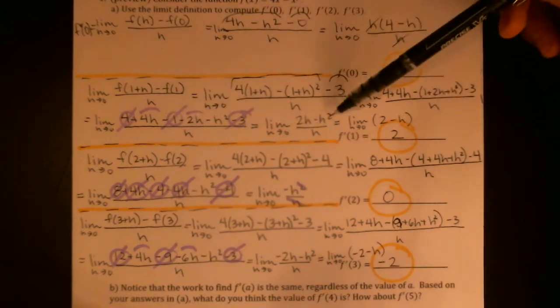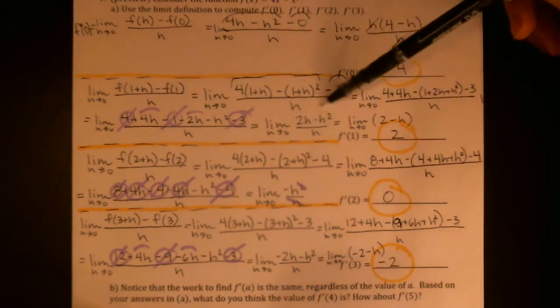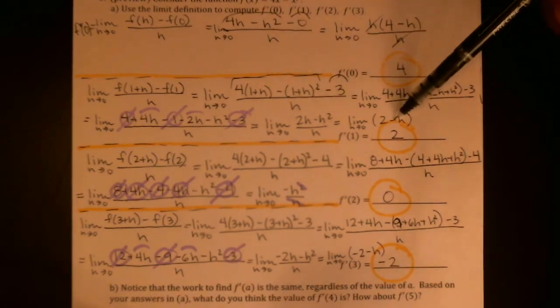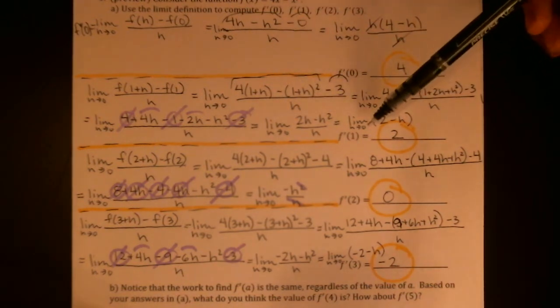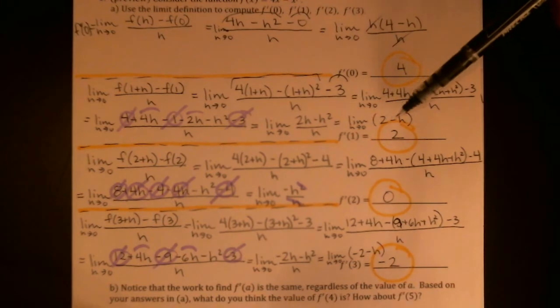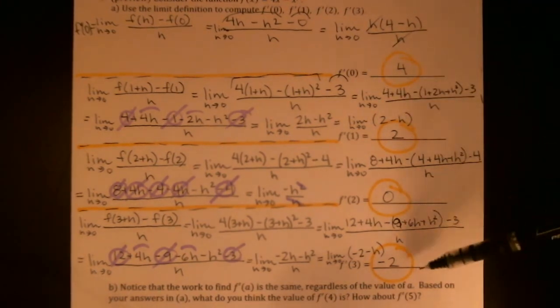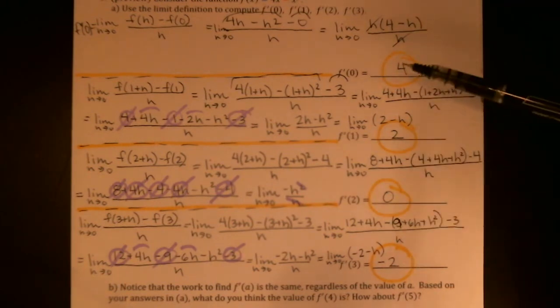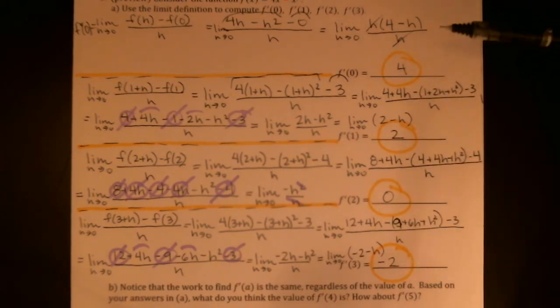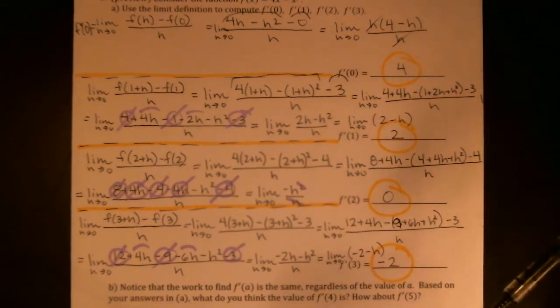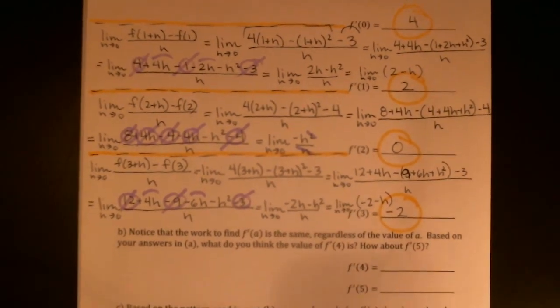And then when you collect, you should have no constants left, only h's, at which point you can factor an h out and cancel it. And then the very last step is once you cancel that h, you can let h go to 0, and you should be able to get an answer. So these three are all really similar. So pause and check those out if you need to check anything, but hopefully you've gotten this pattern going, 4, 2, 0, negative 2.